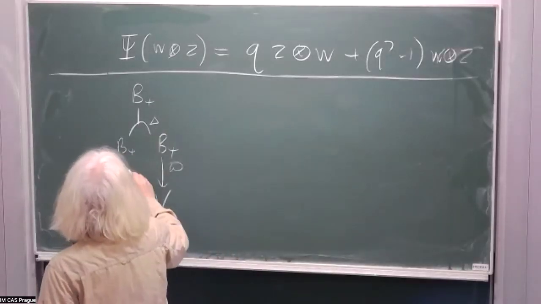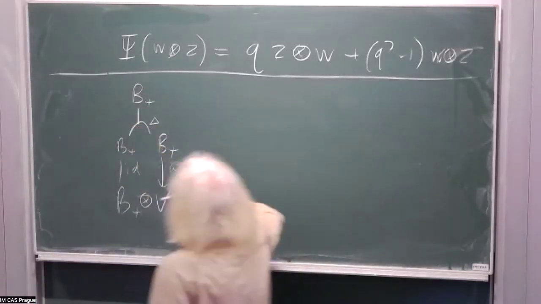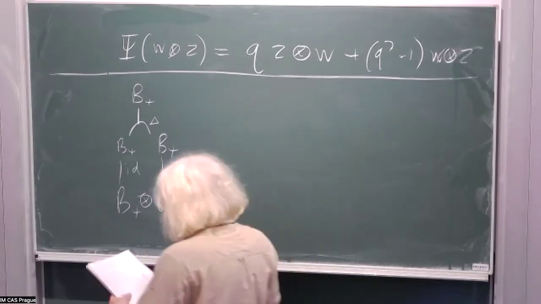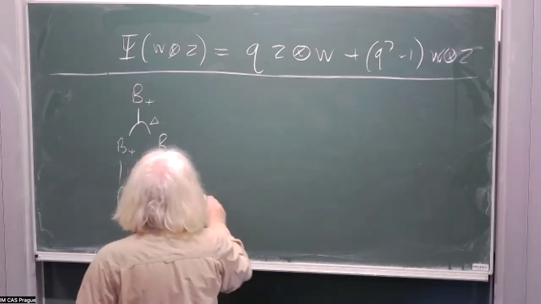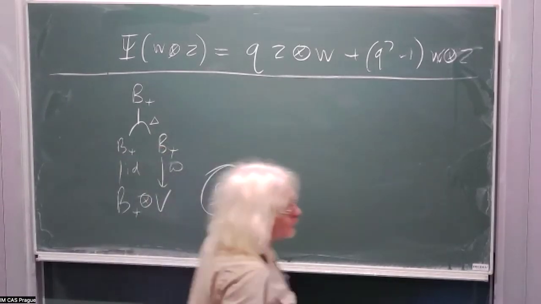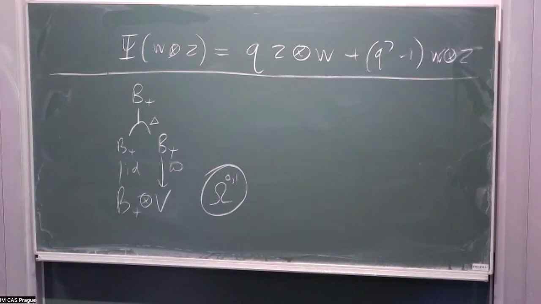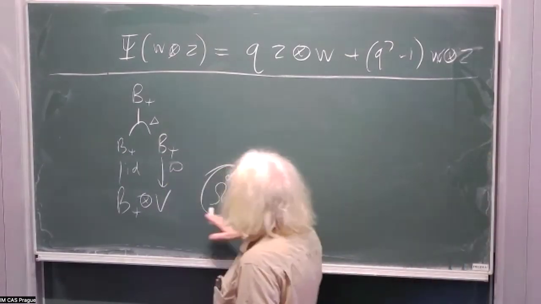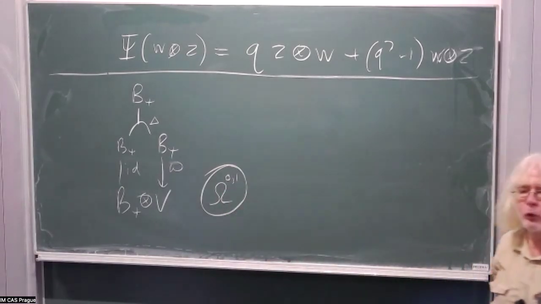And that will be the identity. So I'm going to just remind myself which way this is. So this is the normal differential. This gives you the normal differential calculus on B plus, and I'm going to call it omega 0, 1.